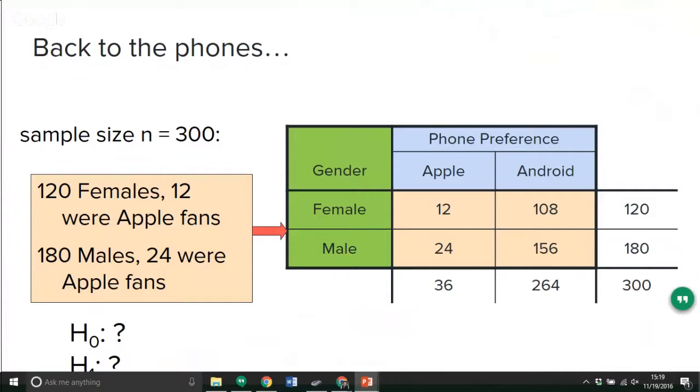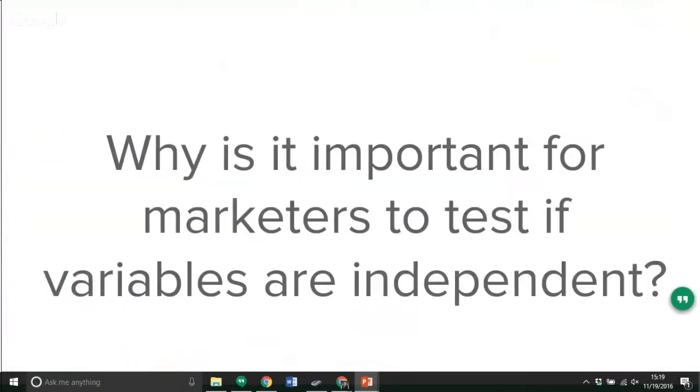What would the alternate hypothesis be? That gender and phone preference are not independent, aka dependent, aka associated. So in this instance, the null is that gender and phone preference are independent of each other. The alternate would be gender and phone preference are dependent on each other. Okay, so the same test would allow us to see if the variables are independent.